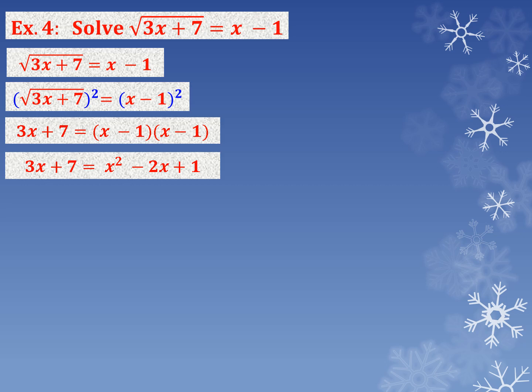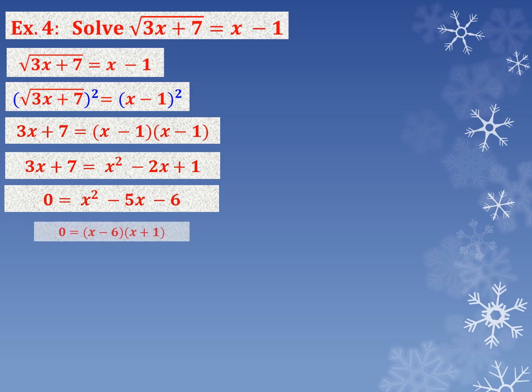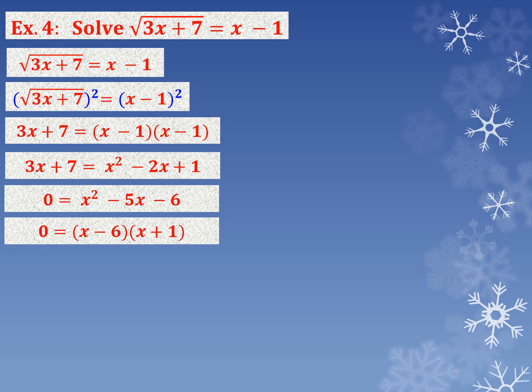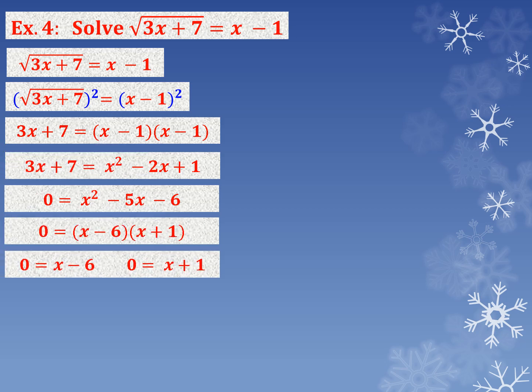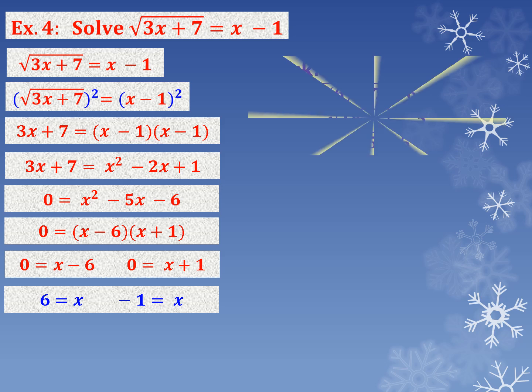So I have to subtract 3x from both sides. I also have to subtract 7. When I do so, I get 0 equals x squared minus 5x minus 6. I now have to factor this. So it factors into 0 equals x minus 6 times x plus 1. I set each factor equal to 0, and I get x equals 6, x equals negative 1. But remember, I can't just accept those as being my solution at face value. I have to plug them in and make sure that I do not have any extraneous solutions.